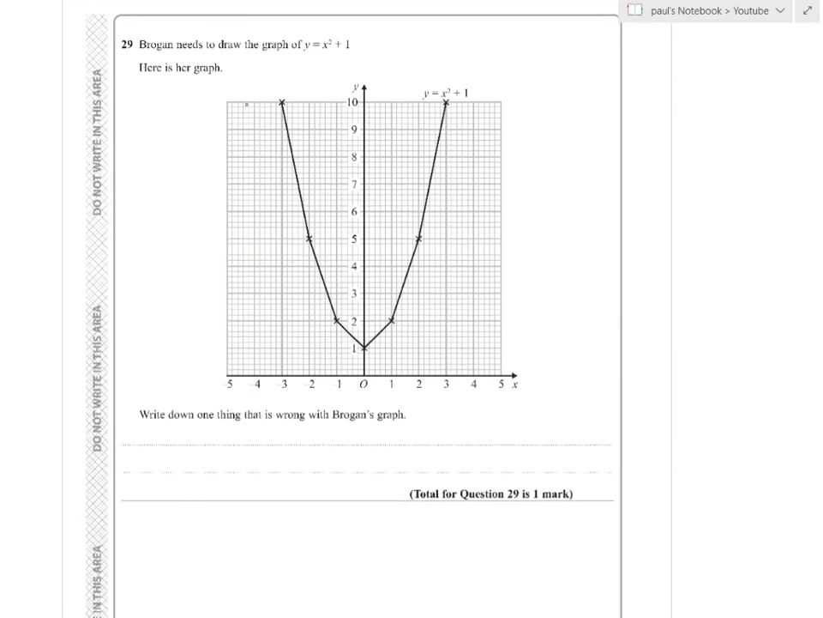Right, Borgen needs to draw the graph of that. What thing? Oh, we use straight lines. Yeah, it should be a nice curve.